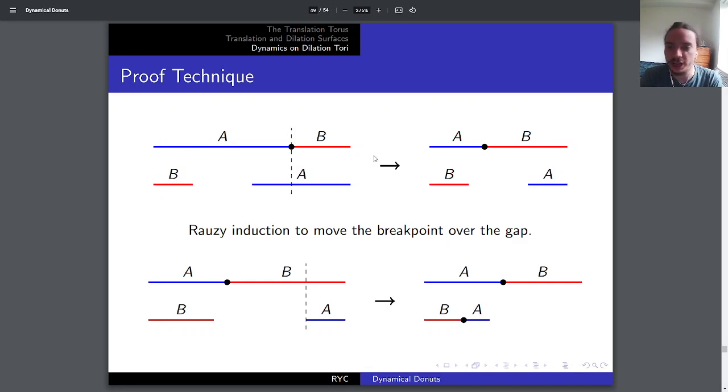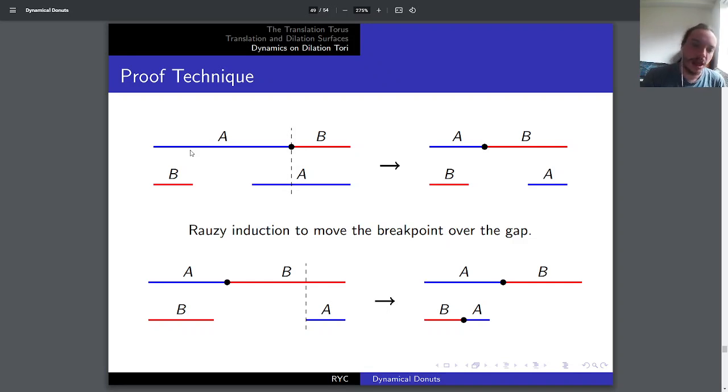So when we do this step of chopping off, we're going to get a new AIT that looks like this, with A over here, B over here, B over here, and A over here. So we've changed our AIT. And this Rosie induction scheme, where you just chop off pieces on the left or on the right, you can imagine if the breakpoint were on the left, we would chop off the piece on the left. It lets us move the breakpoint around.